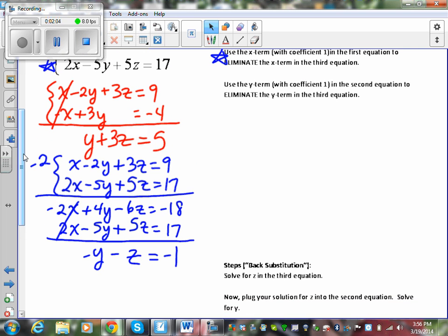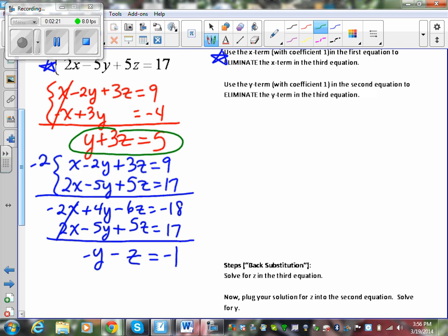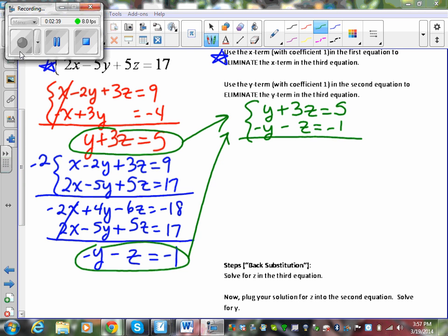All right. Now that we've completed the first 2 steps, we're going to go to the third step. Now it says use the y term of coefficient 1 in the second equation to eliminate the y term in the third equation. Okay, so actually what we're doing is we're using these 2 results that we just came up with. You're not actually going back and using the second and third equation in the original system. You're actually just using these 2 results that you ended up with from step 1 and step 2. And you're going to use those together and solve them as a system where you want to eliminate the y term. So I just wrote those together. You can see the 2 of them stacked on top of each other.